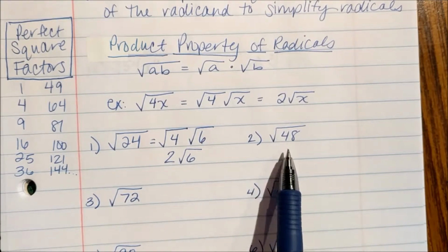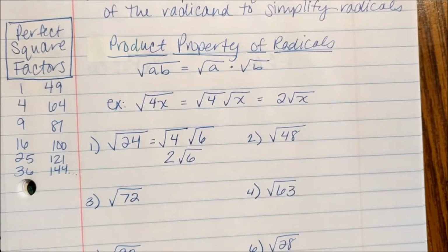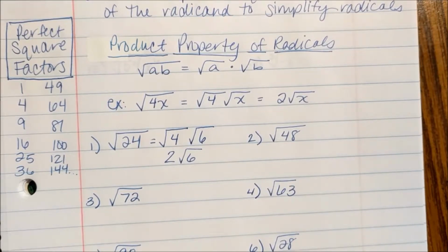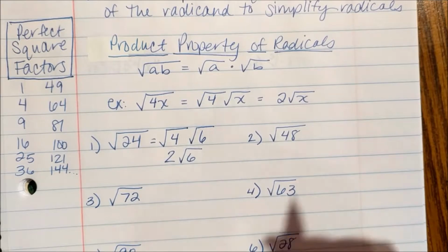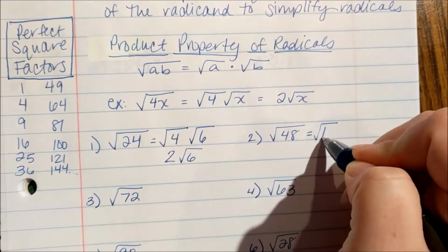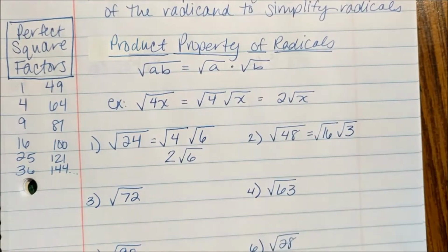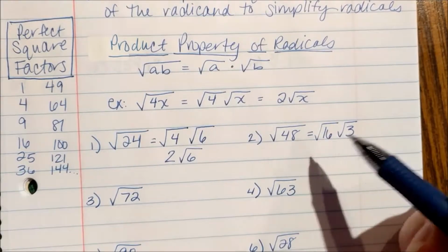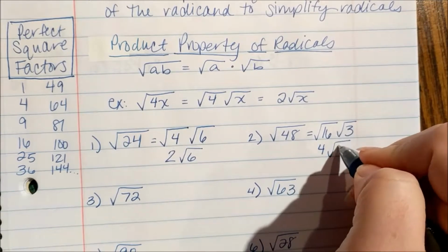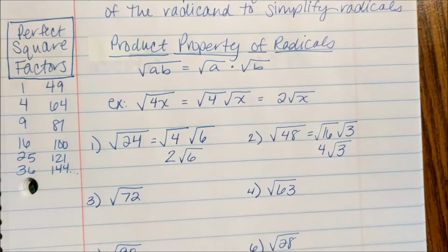Think about 48. When we look at 48, we're going to think, are there any numbers that are factors of 48 that are in this list? 16 and 3 are. If you multiply 16 times 3, you get 48. And 16 happens to be a perfect square. So I'm going to choose that one because when I simplify the square root of 16, I get 4 square root of 3. In number 3, look at 72.